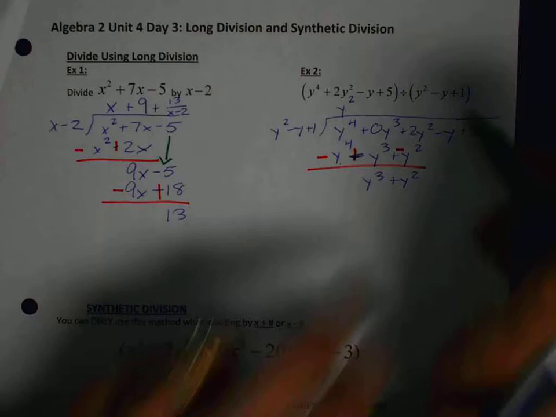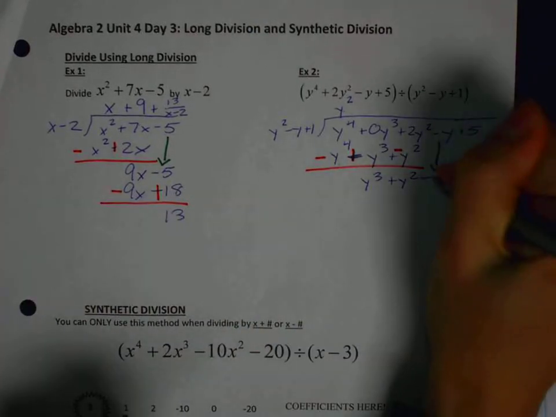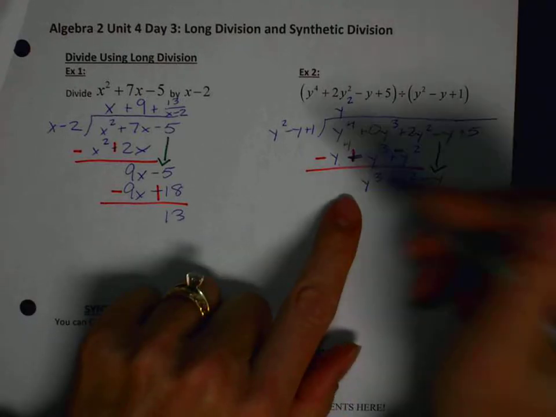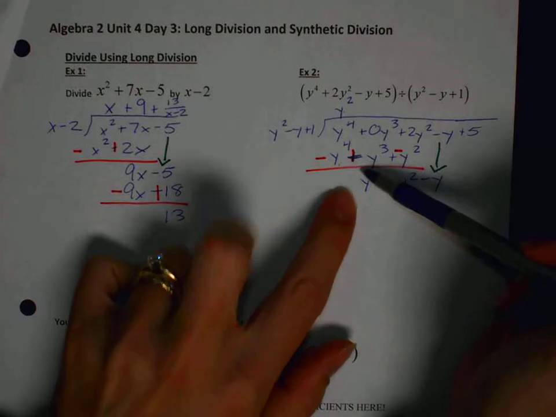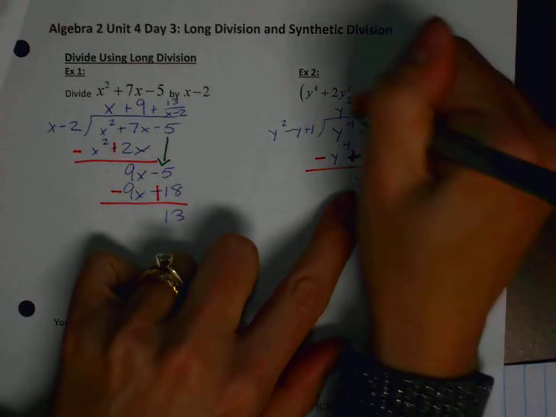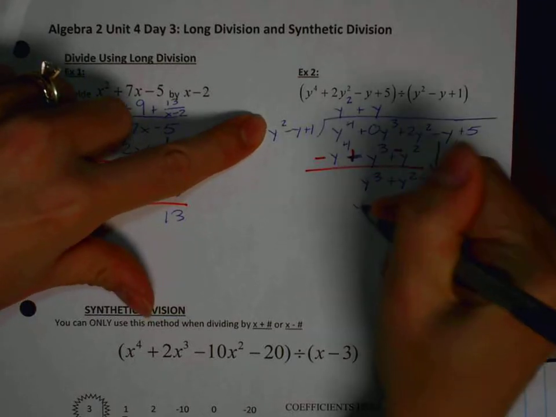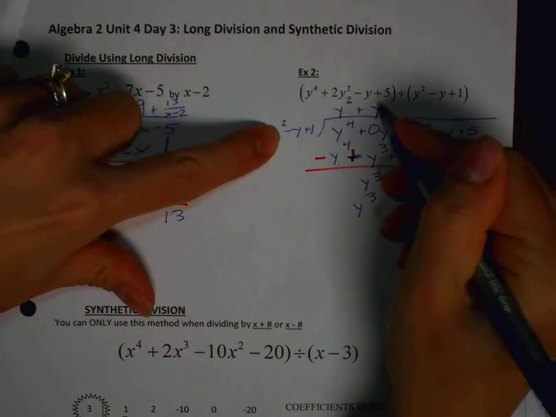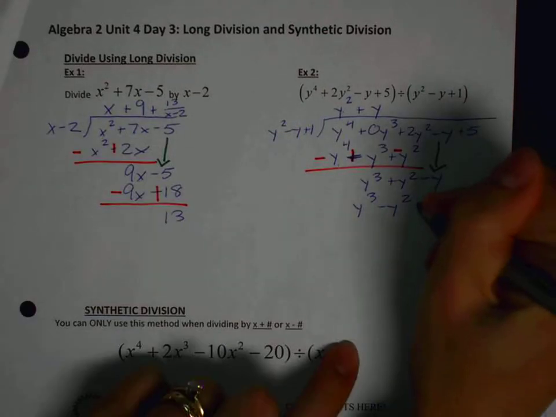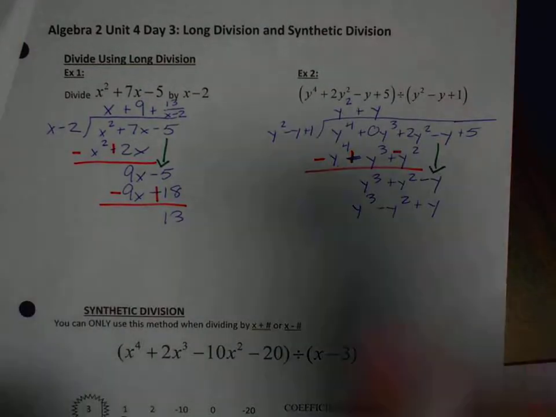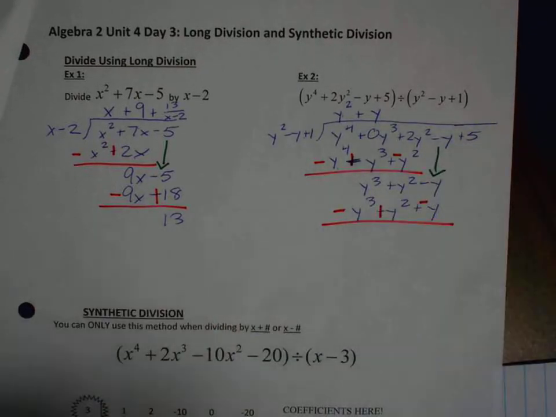Now we bring down the next term, which is minus y. Back to my same steps. Divide, multiply, subtract, bring down. Divide, y squared into y cubed goes y. Multiply. Y times y squared is y cubed. Y times negative y is negative y squared. Y times 1 is y. Subtract means all the signs have to switch. Notice I'm switching 3 signs.